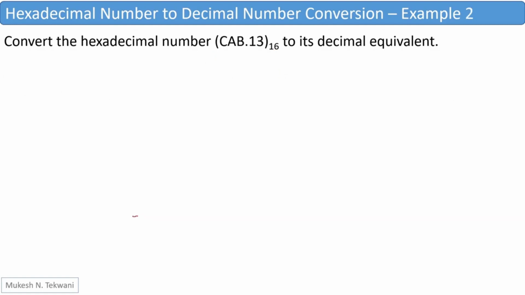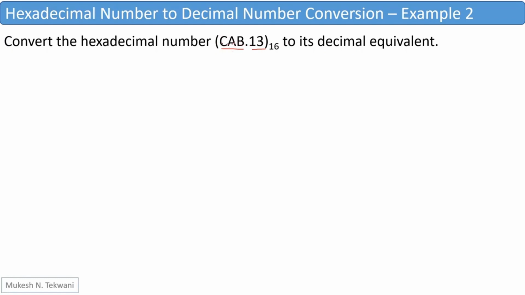Let us take the second example where we convert a mixed hexadecimal number. So this number is CAB.13, and this has an integer part and also a fractional part. We want to convert this into the decimal equivalent. Now the way to do this will be, we first take the integer part and convert it into the decimal equivalent. Then we will take the fractional part and convert it into its decimal equivalent. And once we have the two parts in decimal, we'll just separate them with a decimal point.